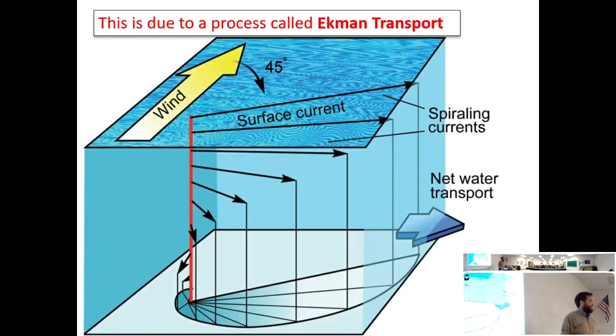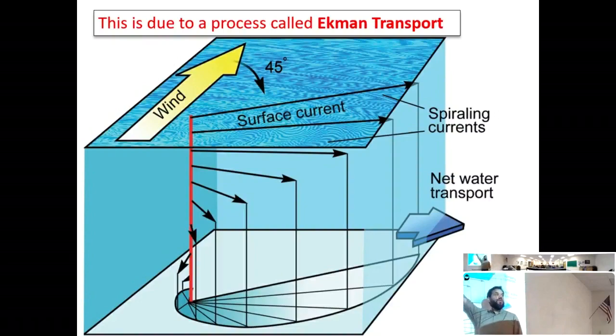Does that make sense to everybody? Can everybody kind of understand that? It's because the driving force, the wind, is only acting upon the very surface of the water. The subsequent layers beneath are moving because they're being driven by the layers above.